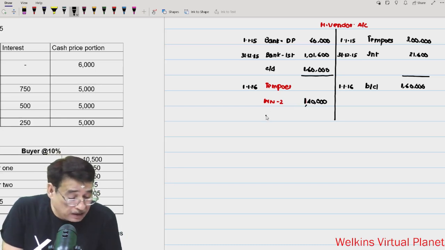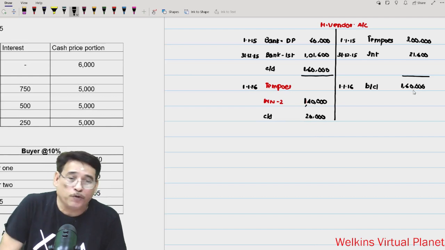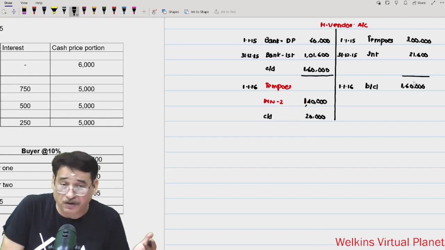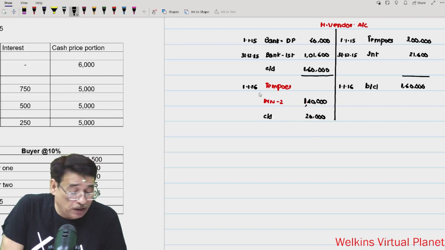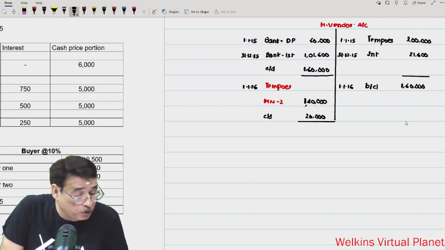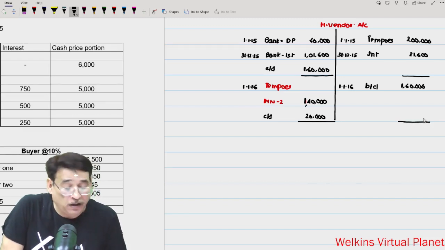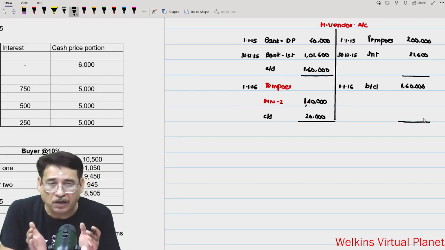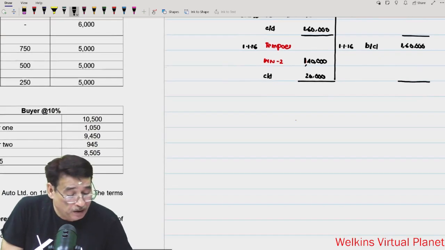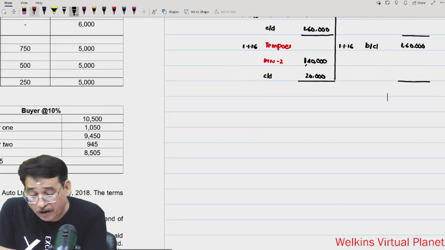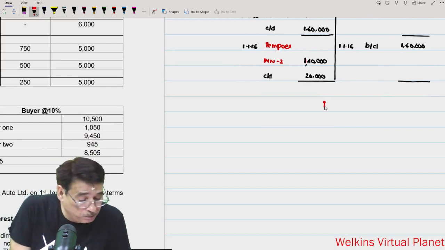So whatever balance we now get reflects the position on 1/1/2020. Because we were supposed to pay 1,60,000 on 1/1/2016, and on 1/1/2016 two tempos have been repossessed at a valuation of 1,40,000. So quite obviously, 20,000 we are still supposed to pay him for the one tempo which is still lying with the buyer. Now we shall also prepare the tempos account in this particular case.